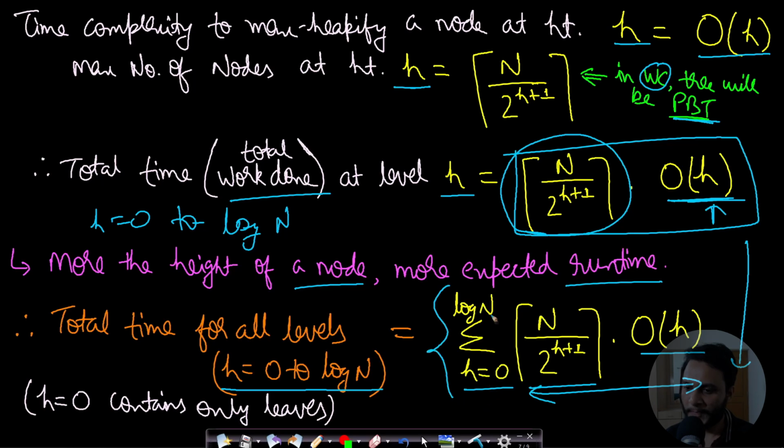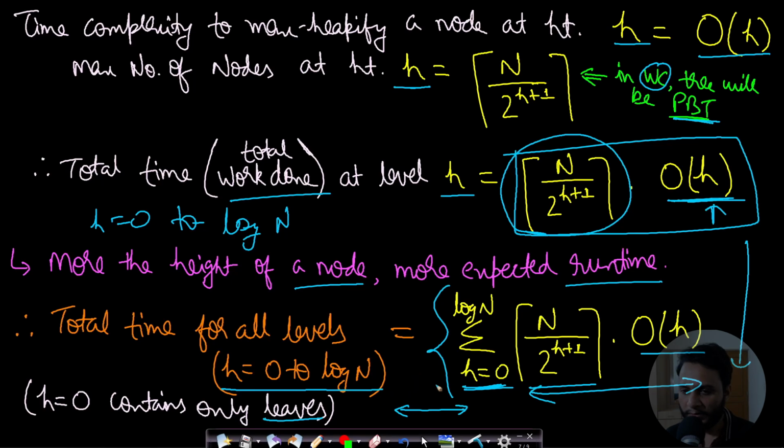This we had already understood, and we are just adding for all the levels from h equals 0 to log n. Now one thing to remember here is h equals 0 is nothing but the last level, and the last level will always contain only the leaf nodes, and we already know that the leaf nodes will always follow the min or the max heap property.